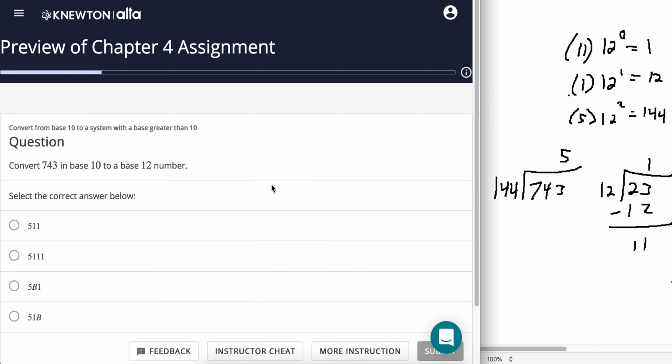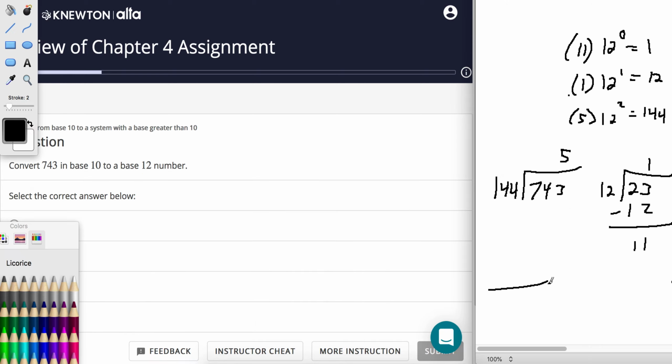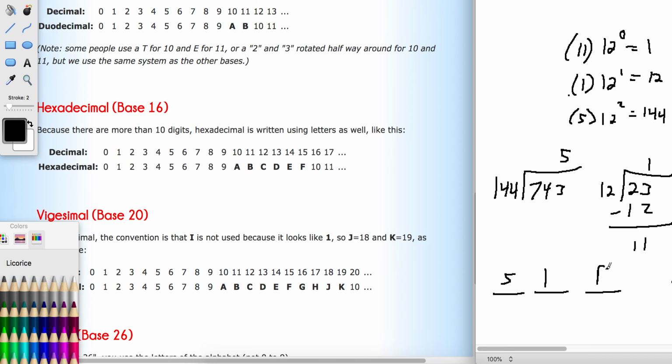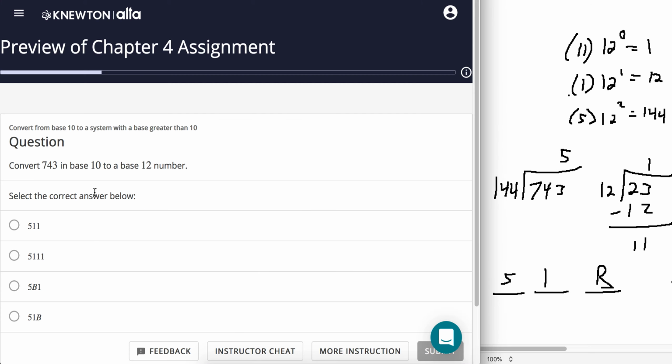And the way we wrote our number was we wrote the biggest power first. So there's 5 12 to the seconds. There's 1 12 to the first. Now there's 11 12 to the 0 power, but only one letter or number can fit here. So if you Google search letters base conversion tool, you'll come up with this classic website, Math is Fun, okay? So we use the letter B to represent 11. So we're going to put a B here. So 51B is what we got.